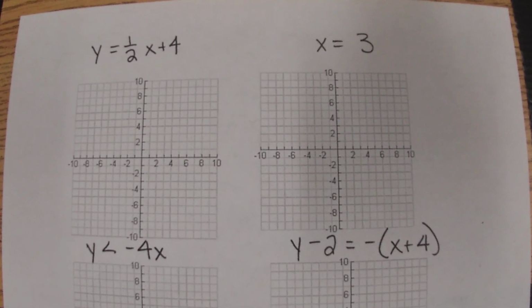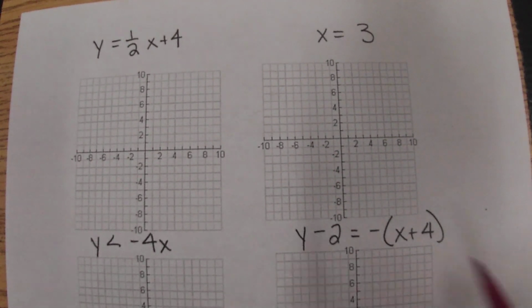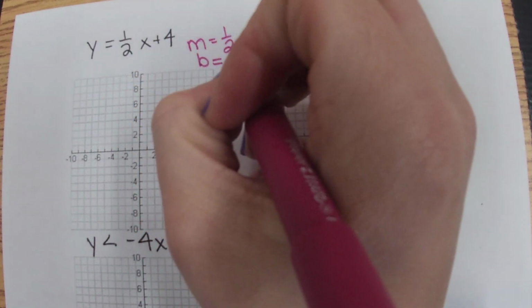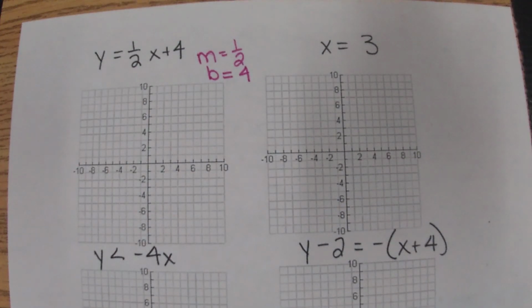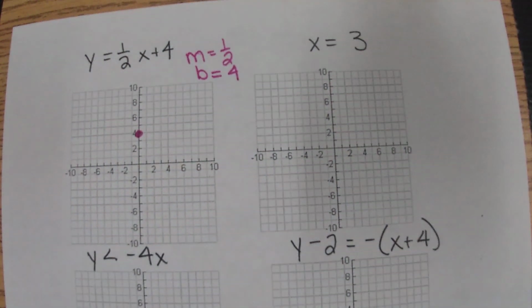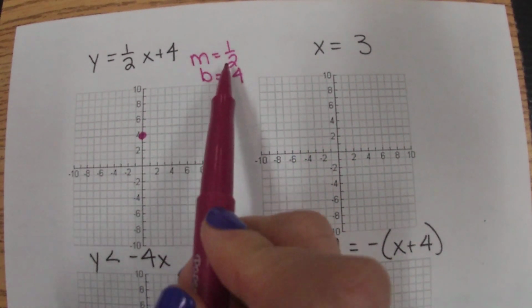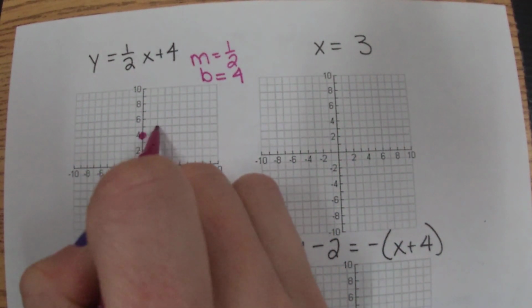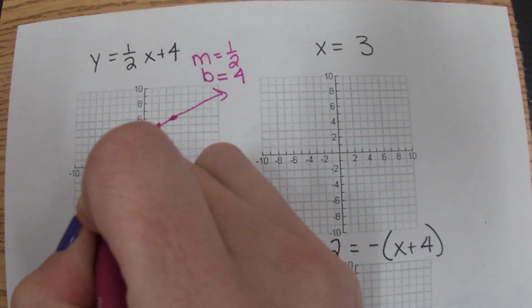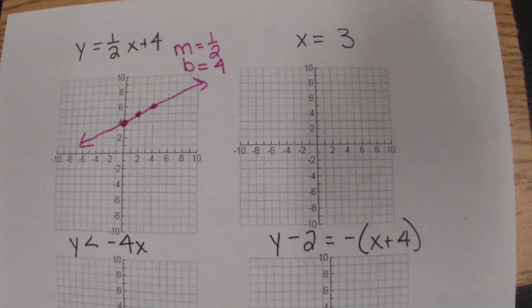So starting with number 1, right? If we look at this, it is in slope-intercept form. So our important information there is going to be to find the slope, which is 1/2, and our intercept, which is 4. So we want to start with our y-intercept. So we plot a y-intercept on the y-axis, and then a slope of 1/2. So we're going up 1 over 2, 1 over 2. And there is our line.